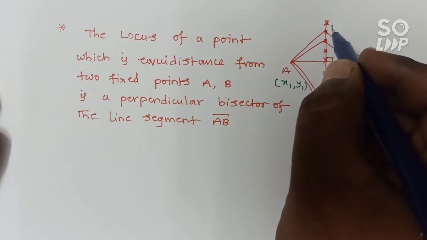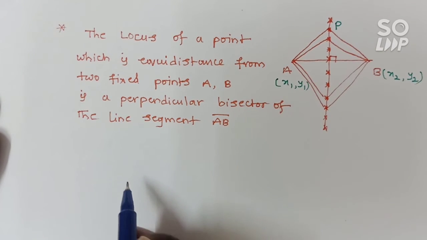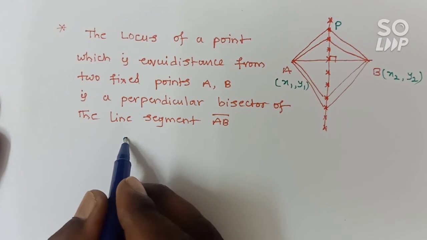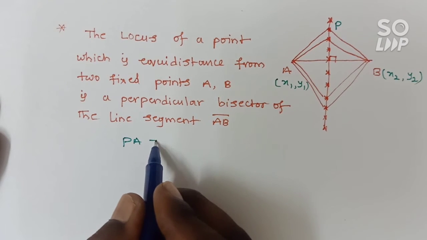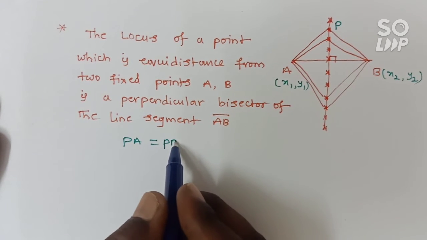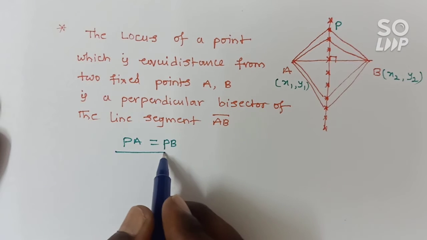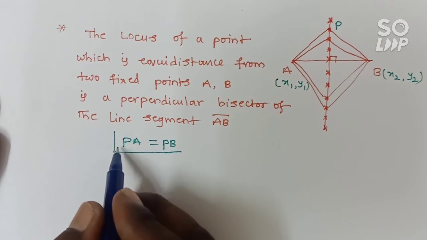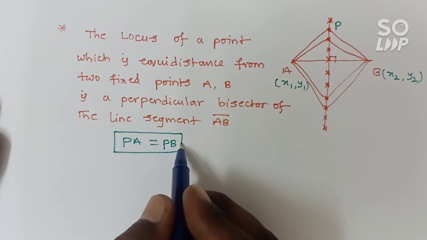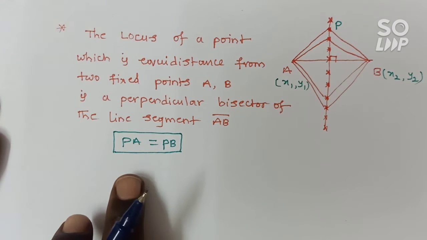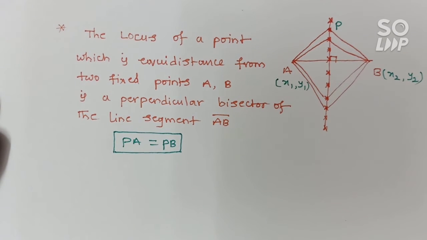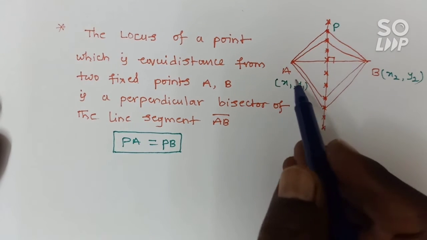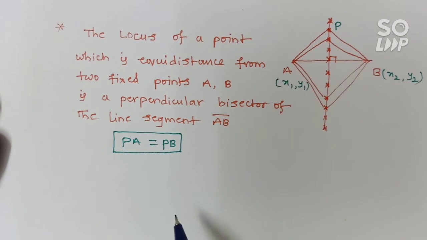Here you take any point as P. Here PA is equal to PB. This is the condition. So while doing any problem, if this condition exists, then simply the locus of P represents the perpendicular bisector of AB. So what is the shortcut formula to find the perpendicular bisector of the line segment joining A and B?